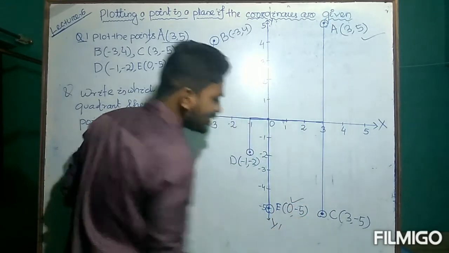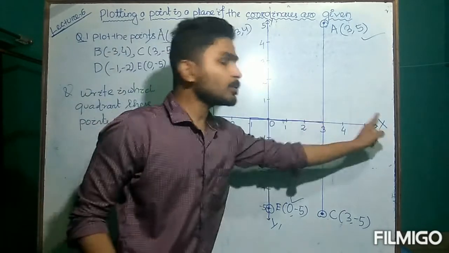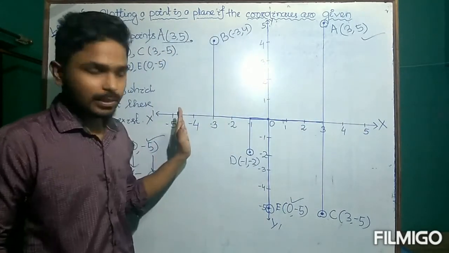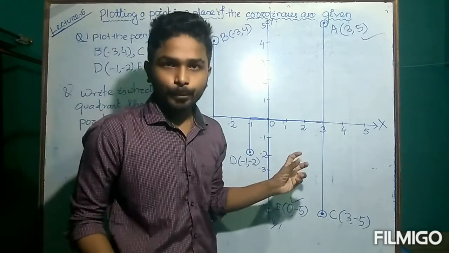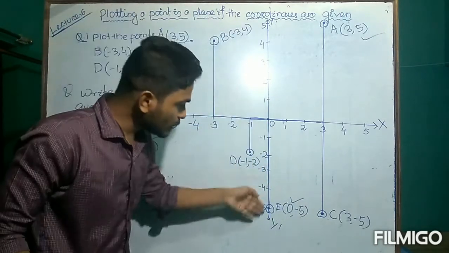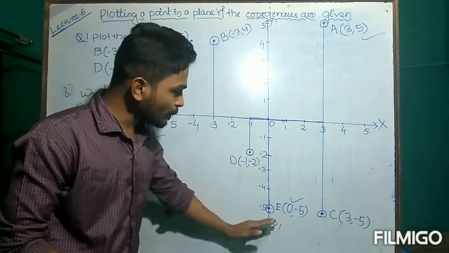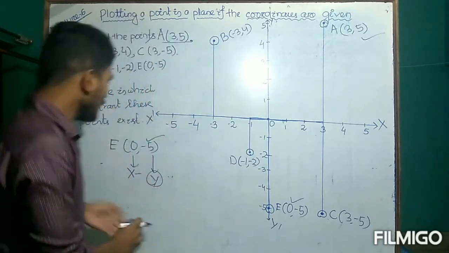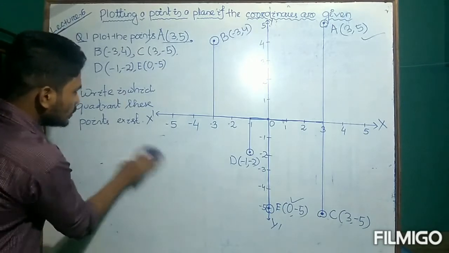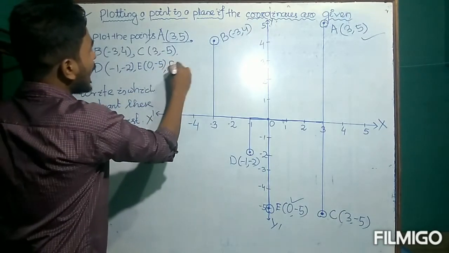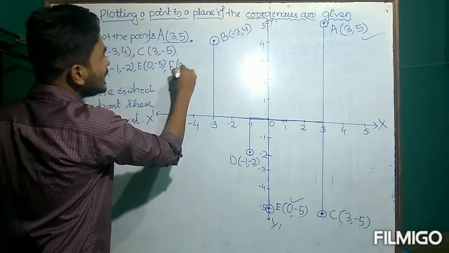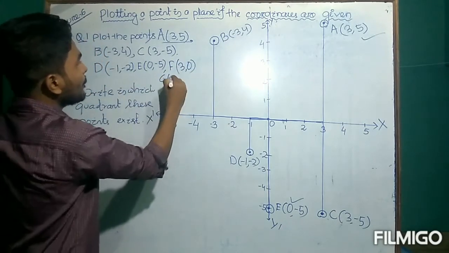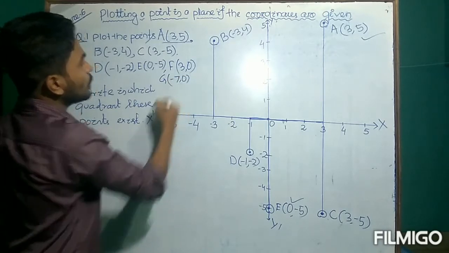Okay. 0 means you shouldn't move in any direction along the x-axis, neither towards the positive nor towards the negative direction, because the x coordinate is 0. Okay. So you have to move only towards the negative direction of the y-axis to reach the point E, and its coordinates are (0, -5). Understood? You can also take 2 more points. Suppose F (3, 0) and G (-7, 0).